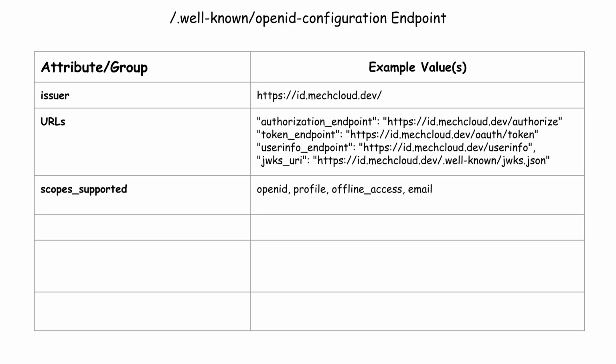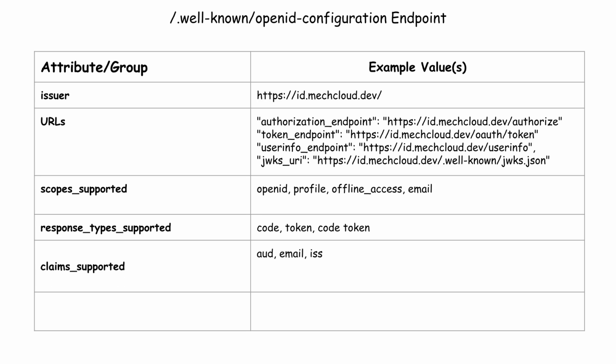It also tells us what scopes_supported are available, so our app knows what permissions it's allowed to ask for. The response_types_supported tells our app which OAuth flows, like the code flow, are enabled on the server. The claims_supported lists all the individual pieces of user information, like their email address or unique ID, that the server is able to provide. This lets our app know what data it can potentially receive. And critically for security, id_token_signing_alg_values_supported tells our app which cryptographic algorithms the server uses to sign its tokens, so we can verify they are authentic and haven't been tampered with.